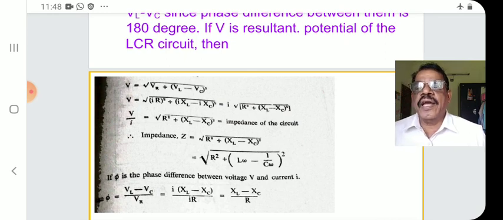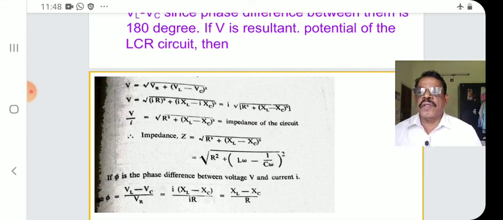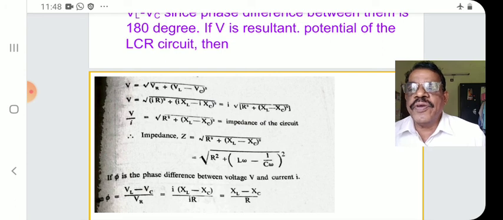You can write the triangle case, that is OC square is OA square plus AC square. In that manner you can write. And we put VR, VL and VC. അങ്ങനെ എഴുതി വരുമ്പോഴാണ് നമുക്ക് ഈ Z = V by I എന്ന ഒരു ഇക്വേഷൻ കിട്ടും. ഇതിനെ വിളിക്കുന്ന പേരാണ് സർക്യൂട്ടിൻ്റെ ഇംപെഡൻസ്.